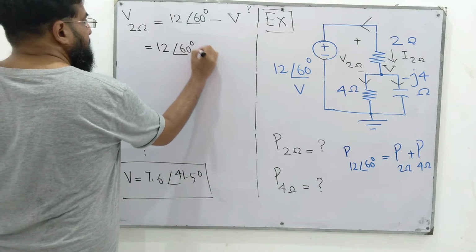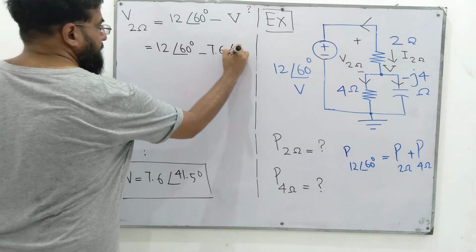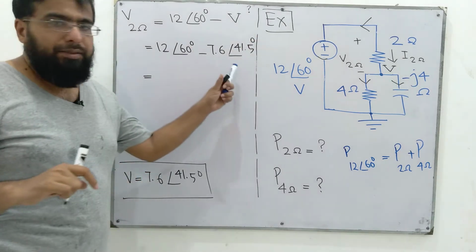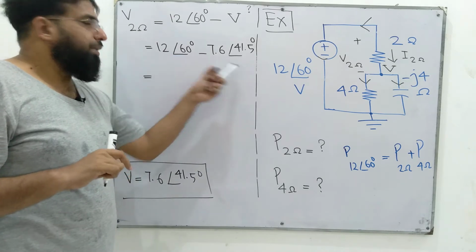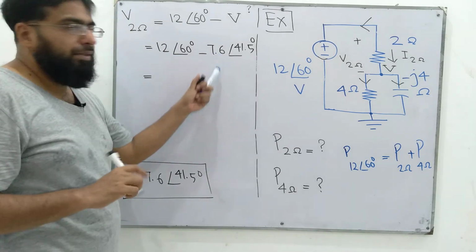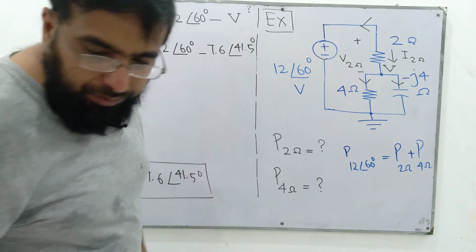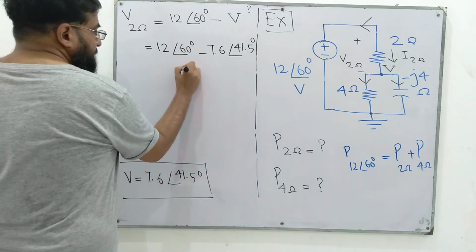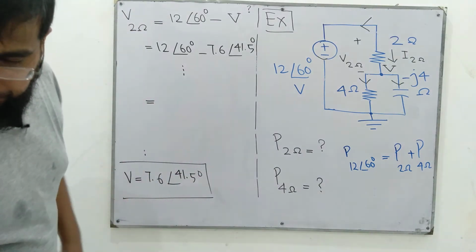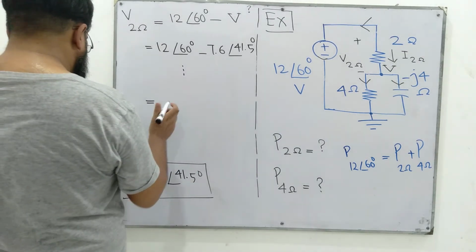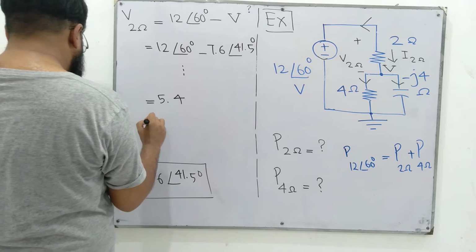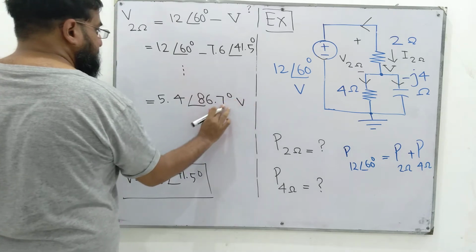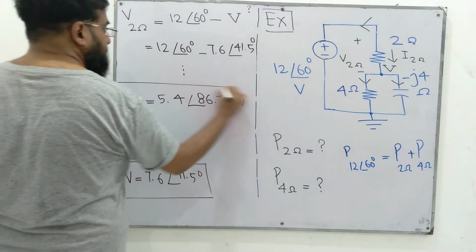12 at an angle of 60 minus 7.6 at an angle of 41.5 degrees. To subtract these two numbers, we first convert both numbers into rectangular representation, then subtract, and then come back to the polar form. V 2 ohm comes out to be, there is some work which is left as homework for students, and at the end it comes out to be 5.4 at an angle of 86.7 volts. So we are here, V 2 ohms.